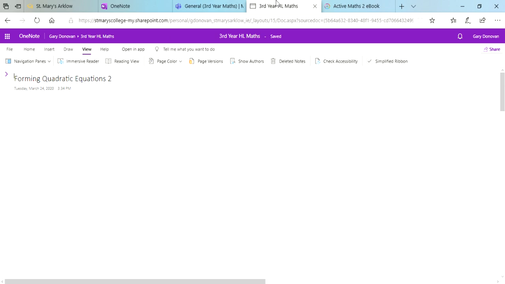So this is the second video on forming quadratic equations given the roots. In this example, we've been given roots x equals 2 over 5 and x equals 1.5. Now this is just a little bit more complicated because we have fractions.